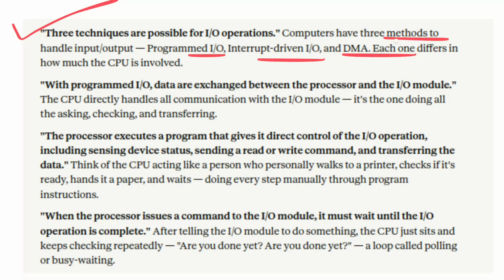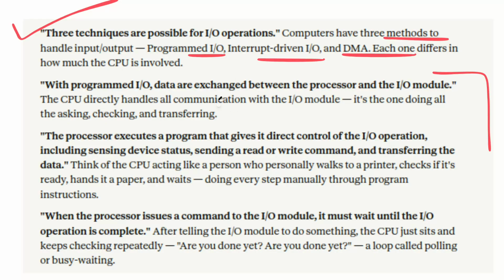With programmed IO, the data is exchanged between the processor and the IO module. That is, the CPU is directly handling all of the communication with the IO module, and it is the one doing all the asking, checking and transferring. We will understand it in detail later, just a quick introduction now. The processor is asking whether the device is ready or not, checking again and again if the device is ready, and then transferring.